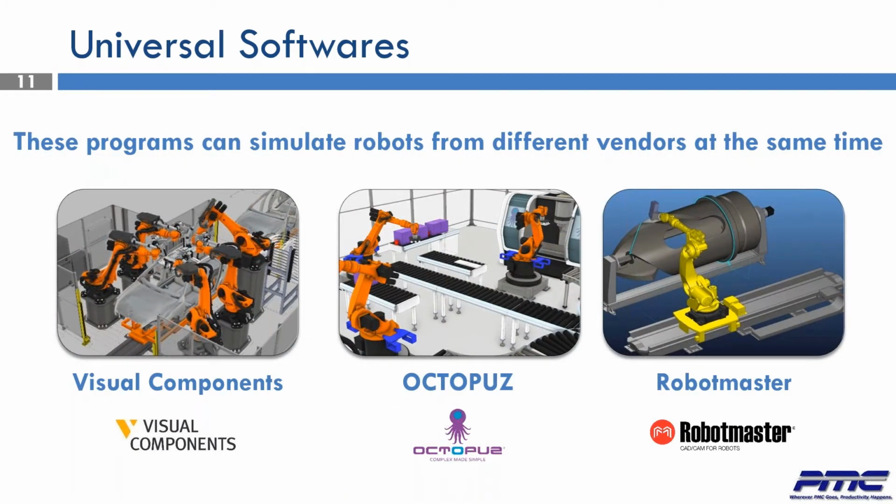We have listed here some more recent applications. They are also universal. We can simulate robots from different manufacturers at the same time within the application, and that also gives us the possibility to generate a robot offline program. So we have Visual Components from the Visual Components company, Octopus software from the Octopus company, and RobotMaster from the RobotMaster company. What basically differentiates them are the menus, the graphic interface, the extensions of the mathematical models, the 3D that can be included, and some other specific particularities of each software.